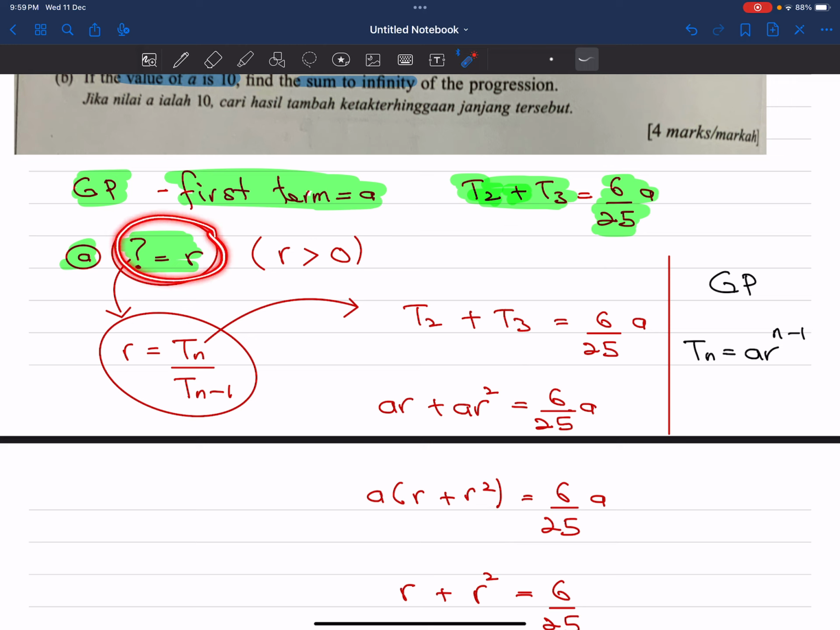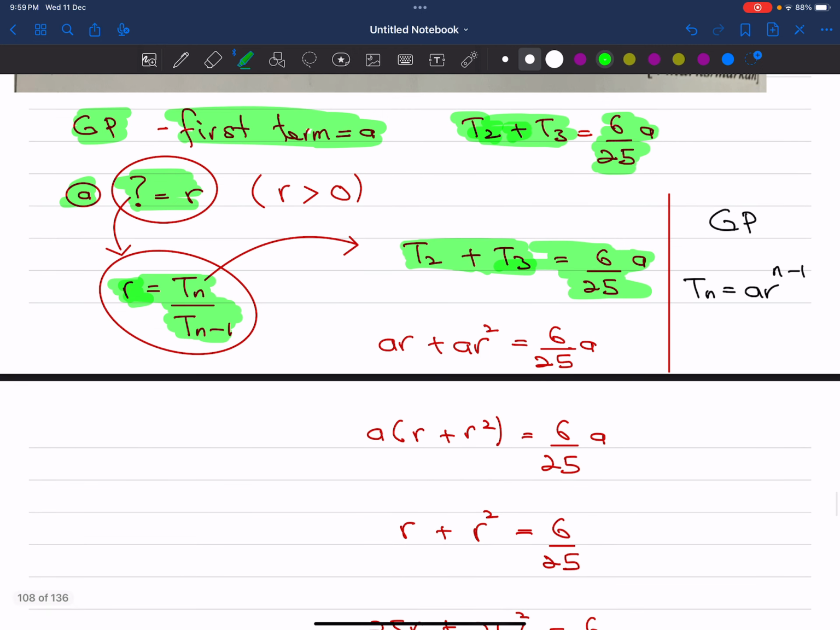They are asking R. I'm using the formula R, which is Tn over Tn minus 1. Since the formula involves Tn and Tn minus 1, I'm going to use the information given. T2 plus T3 is 6 over 25A. And if you remember, in GP, the formula for Tn is AR n minus 1. Therefore, T2 will be AR power 1.